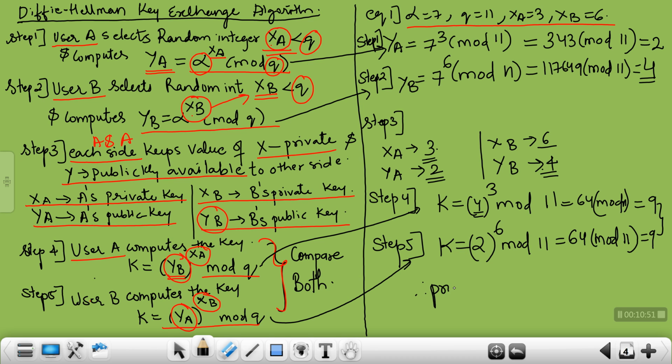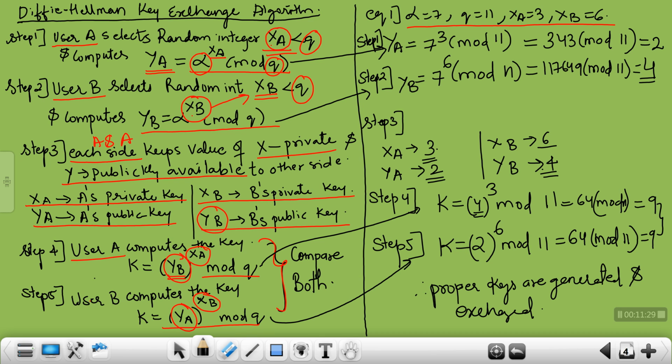That means proper keys are generated and exchanged. So this Diffie-Hellman key exchange algorithm is basically used for generation and exchanging of keys, where you just need to keep the formulas in mind: what is YA, what is YB, what is XA and what is XB. X is always a private key, XA is the private key of A, XB is the private key of B, and Y is the public key, YA is the public key of A and YB is the public key of B. Using this you need to solve a Diffie-Hellman key exchange problem.